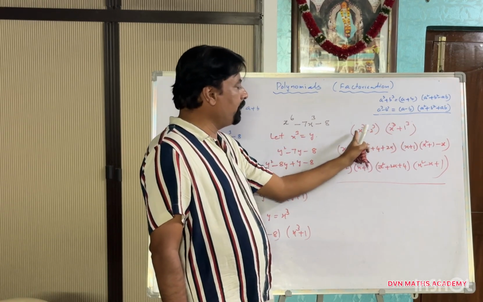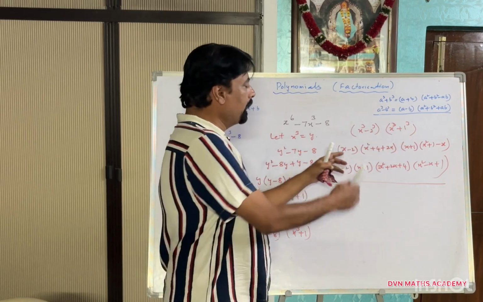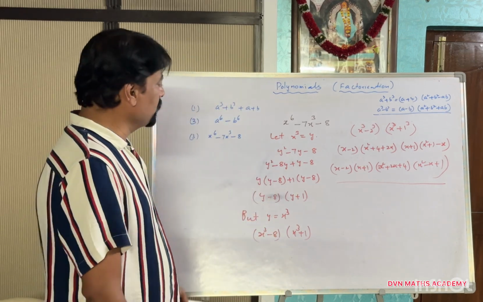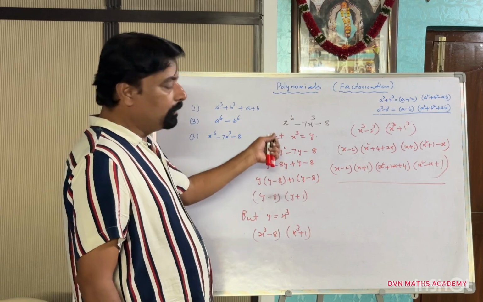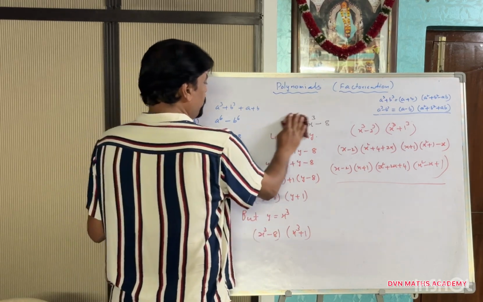Now it is in the form of a cube minus b cube, and this is the form of a cube plus b cube. Now again we expand it, we will get 4 factors of the given question. So this is a very interesting question, and you are required to solve these types of questions for your annual examination purpose.